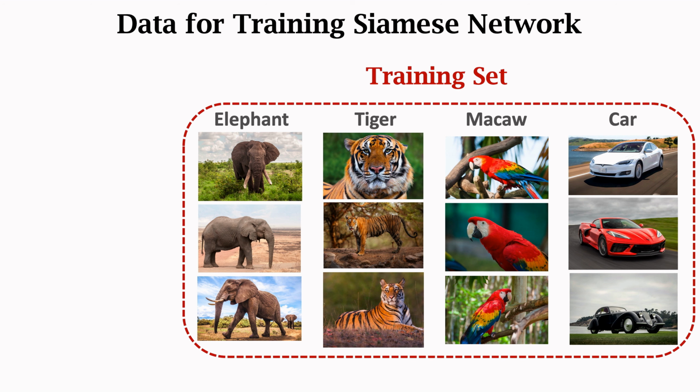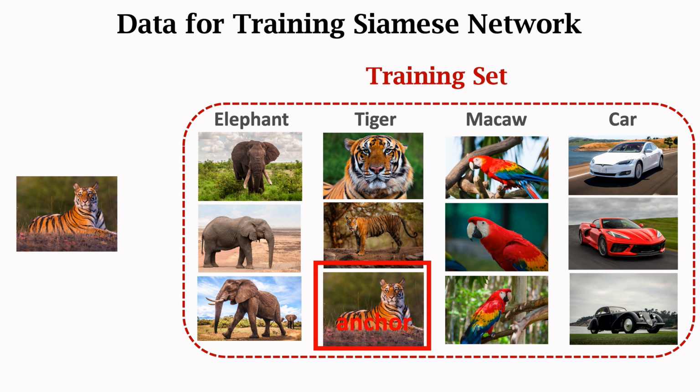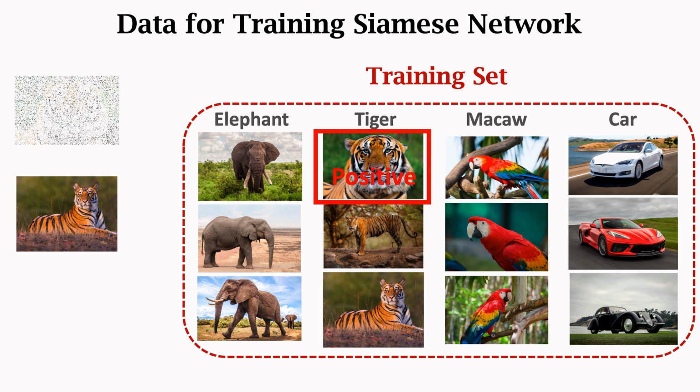First, randomly select an image from the entire training set as the anchor. For example, this tiger is selected. It becomes the anchor. Record the anchor. Then, from the same class, randomly select an image as positive sample. We got another tiger. Record the positive sample. The positive sample and the anchor are from the same class.